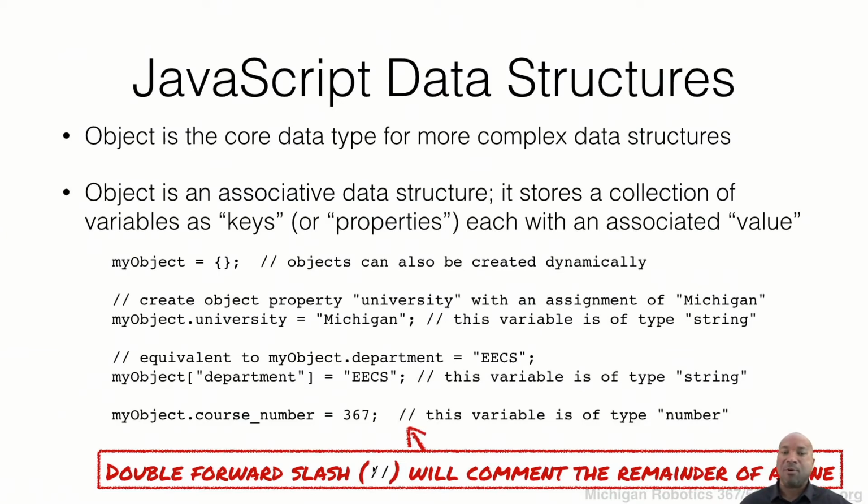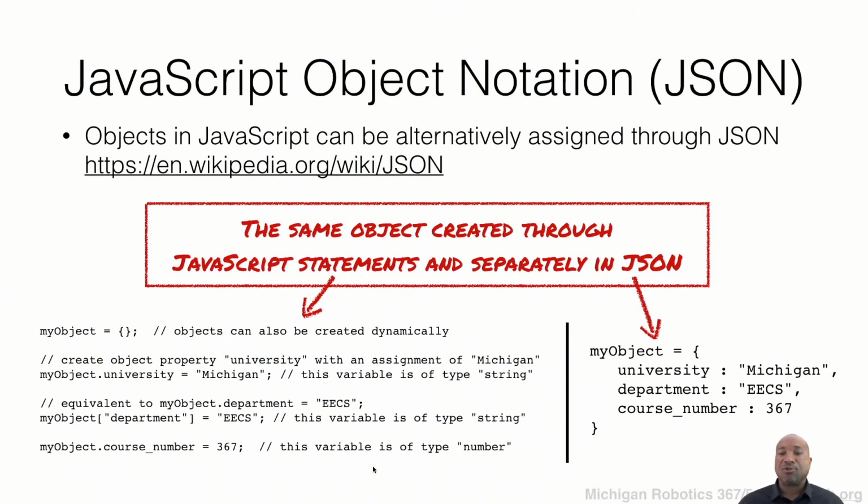We should note that both my object .university and my object in brackets with the string department are equivalent expressions of how we can specify keys of the object. We can have a collection of these variables that sit inside this object structure. Alternatively, we can specify this instead of a collection of assignment statements using JavaScript Object Notation, which is called JSON. JSON just provides a more compact way of saying the same thing. I'll leave it to you to think about whether you want to express things as statements or as JSON. There are pros and cons both ways, although JSON is a pretty nice representation.